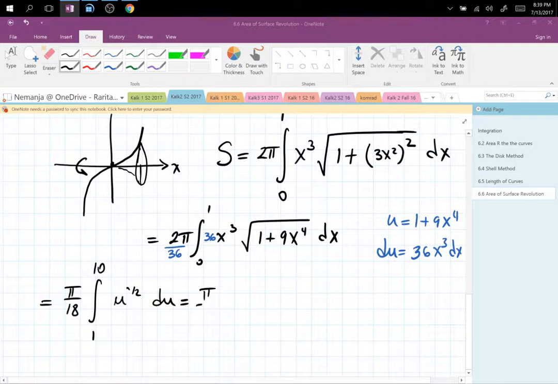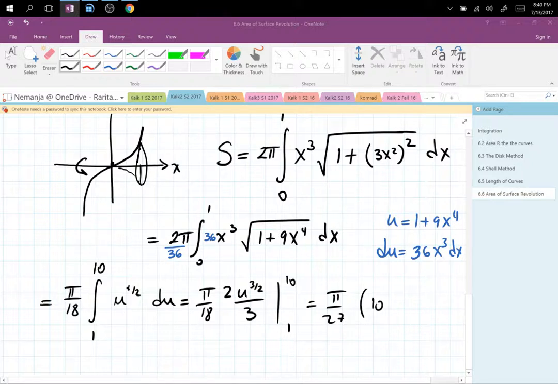So that's pi over 18, and we have u to the 3 halves divided by 3 halves. We put the 2 on top, from 1 to 10. 2 and 18 will cancel, and then we get the 9 times 3, 27. So pi over 27, which gets us 10 to the 3 halves minus 1. And that's the answer.